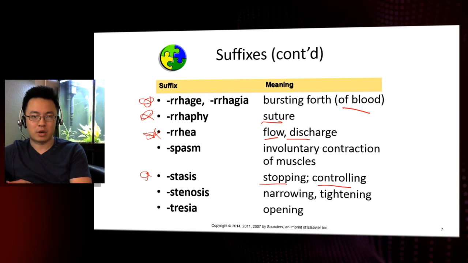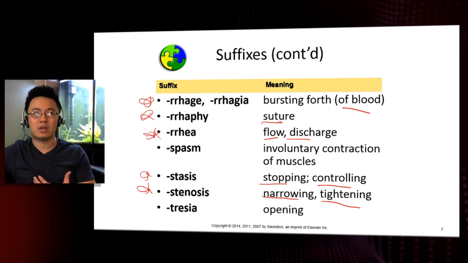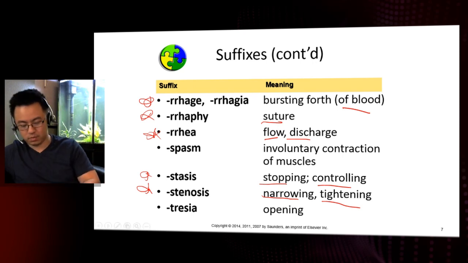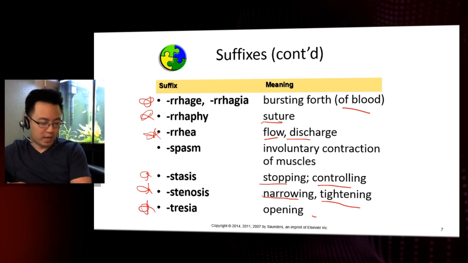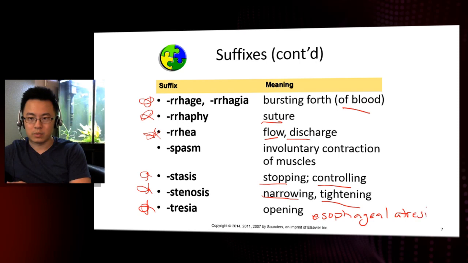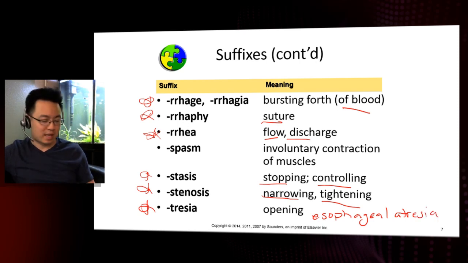And we also have stenosis. Stenosis here means narrowing or tightening. Spasm means involuntary contraction of muscles as well. So you might hear spasm as part of a medical term, or you might hear it independently. Okay, so it just depends. Tresia here means opening. For example, esophageal atresia. Esophageal atresia, two words, means the esophagus is not open to the stomach at birth.